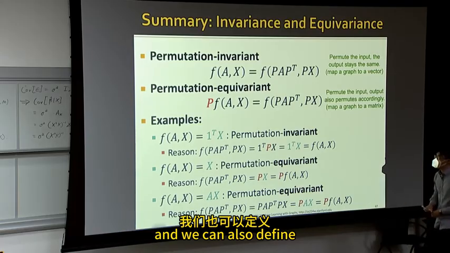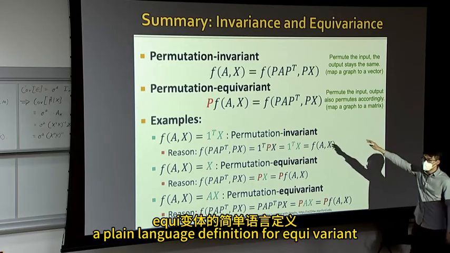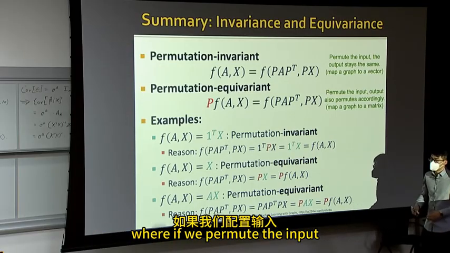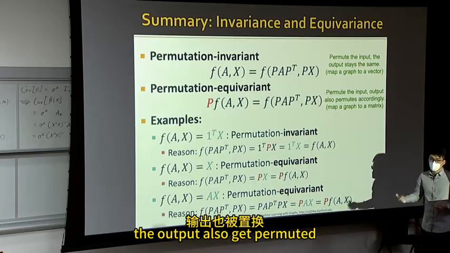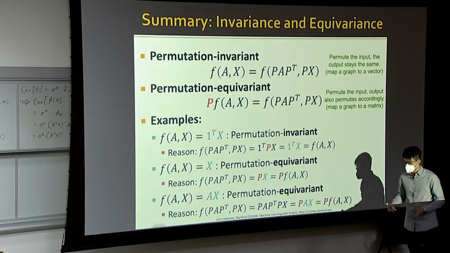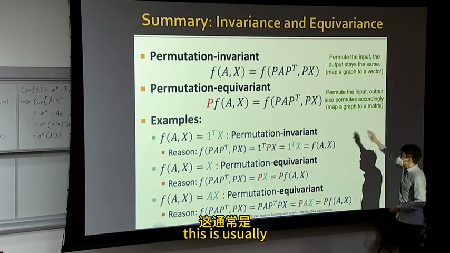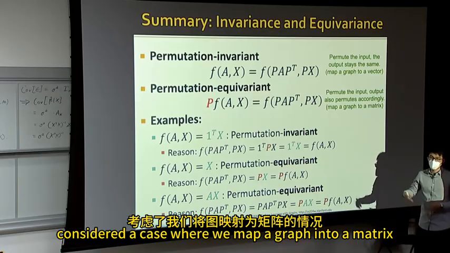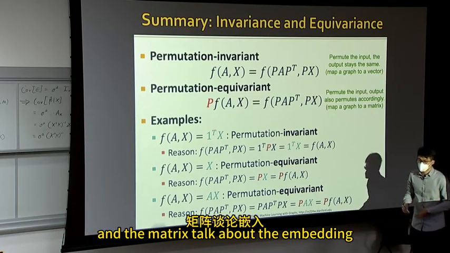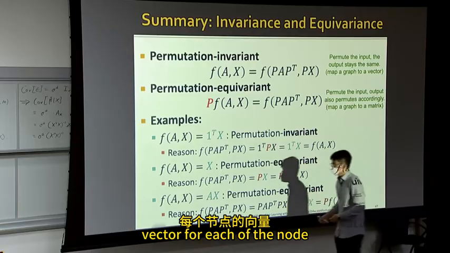And we can also give a plain language definition for equivariant, where if we permute the input, the output will also get permuted accordingly. And in that case, this is usually considered a case where we map a graph into a matrix, and the matrix holds the embedding vector for each of the nodes.